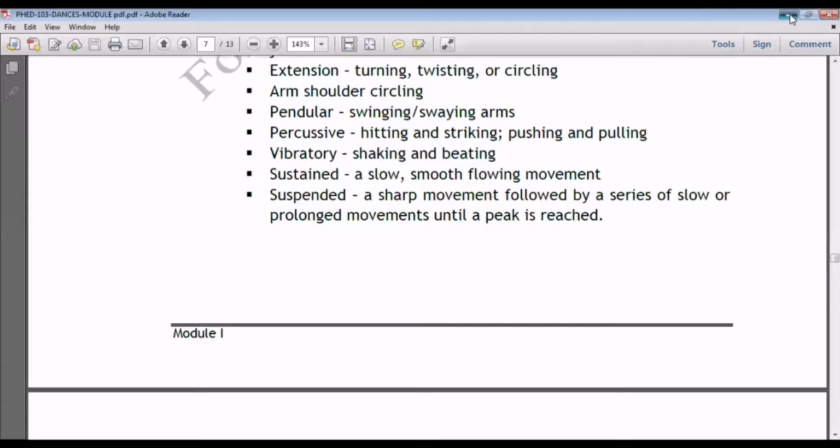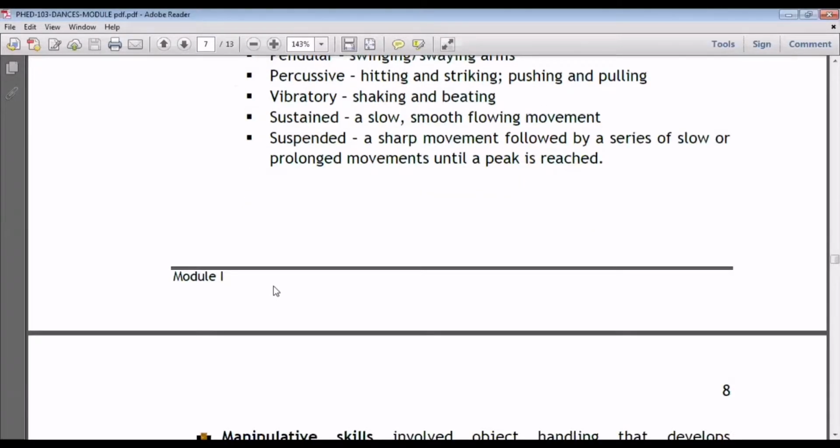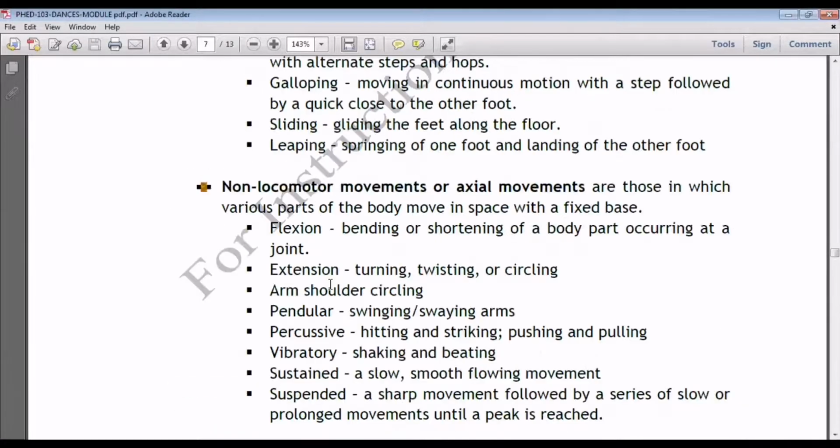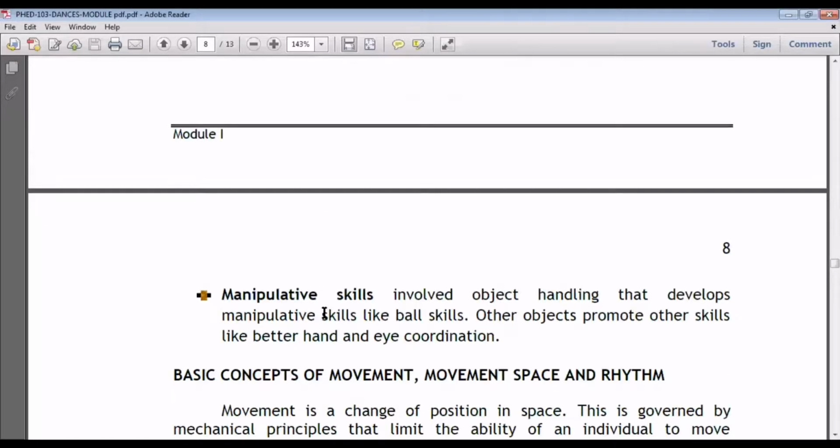Okay. Pero kung yung module na nakikita nyo, guys, hanggang dun lang to. Yes, ma'am. But siguro I'll just forward the link sa GC natin later on para makita nyo din yung talagang demonstrated. So aside from locomotor and non-locomotor, we also have manipulative skills.